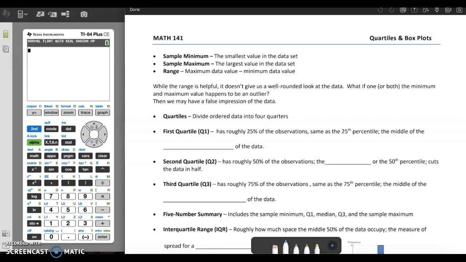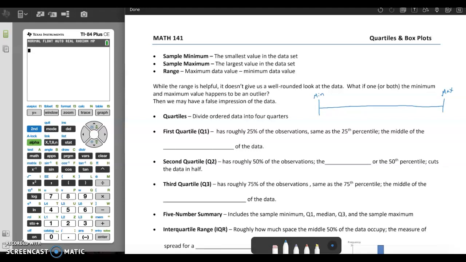So instead, we would like to shift and look at quartiles. Quartiles divide your ordered data into 4 quarters. So I'm going to draw a little image here as we describe this. If this is all of my data, this would be my minimum data point and this would be my maximum data point. Notice if you just talk about those two values, it doesn't really give you any good idea of what's going on in the center there.